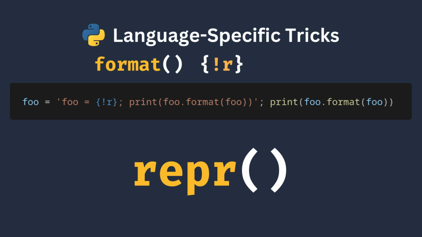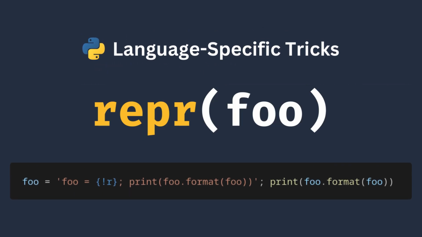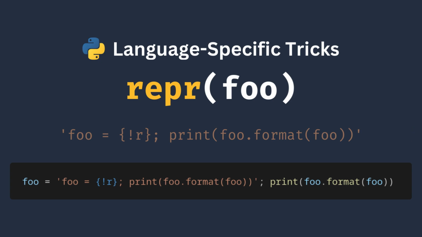By definition, the repr function returns a printable representation of an object. In this case, we'll be calling repr foo, which will return the foo string enclosed in quotes and with its special characters escaped. This is exactly what is needed to create the Quine and is quite an elegant solution.